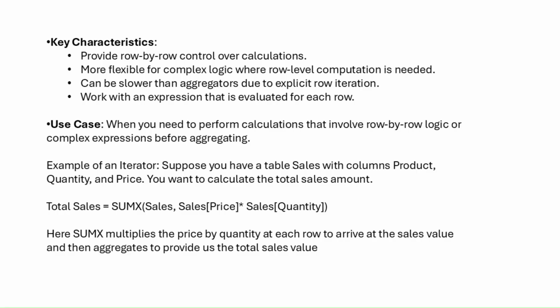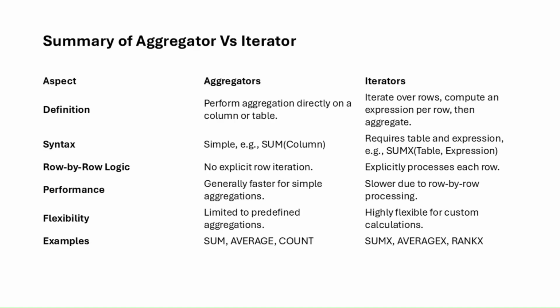Example of an iterator. Suppose you have a table Sales with columns Product, Quantity, and Price. You want to calculate the total sales amount. Total Sales equals SUMX(Sales, Sales[Price] * Sales[Quantity]). Here SUMX multiplies the price by quantity at each row to arrive at the sales value, and then aggregates to provide us the total sales value. We present a summary of the difference between the aggregator and iterator.